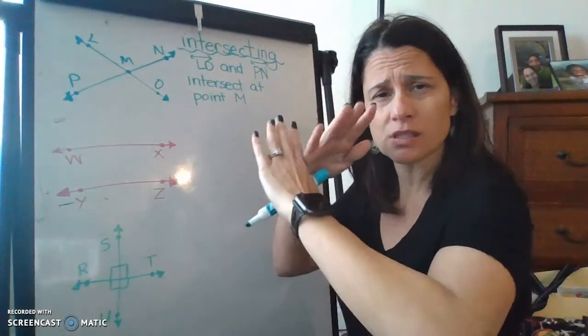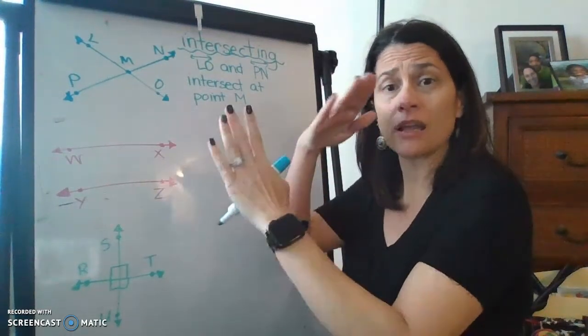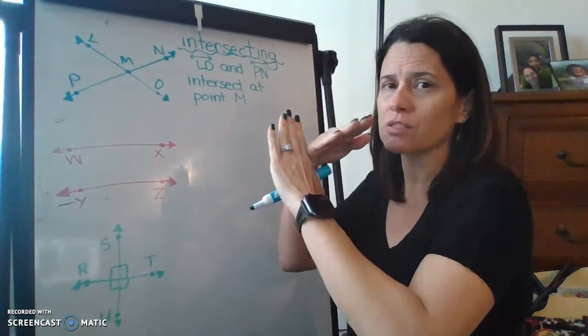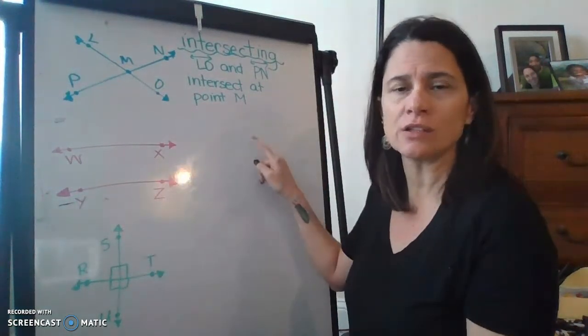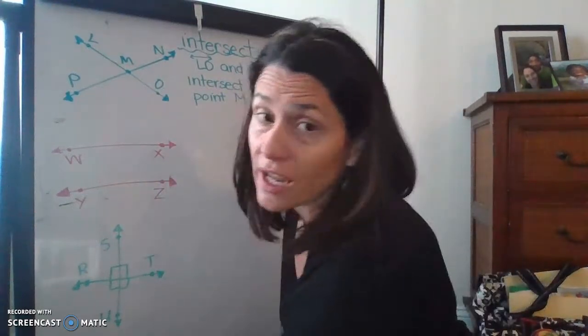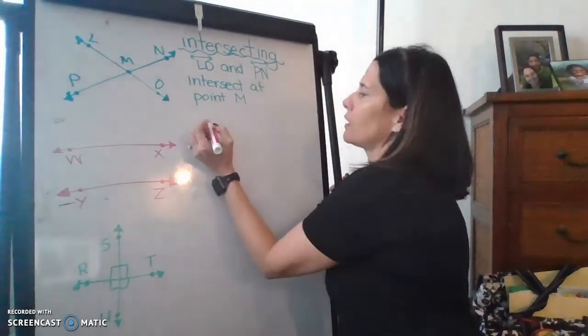And you'll notice that they just are crossing, and if it crosses at a right angle, it's going to be called something different, but any other angle is called intersecting lines. Now the next one is called parallel lines.